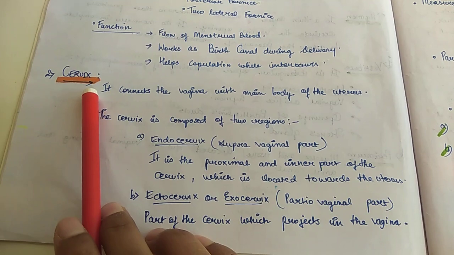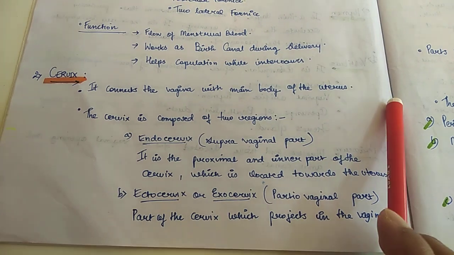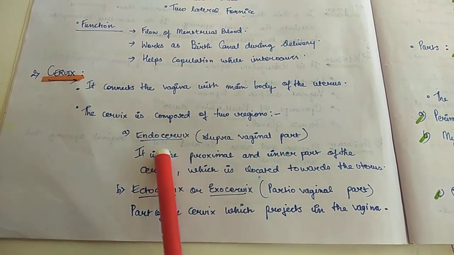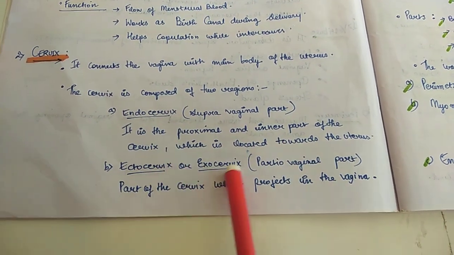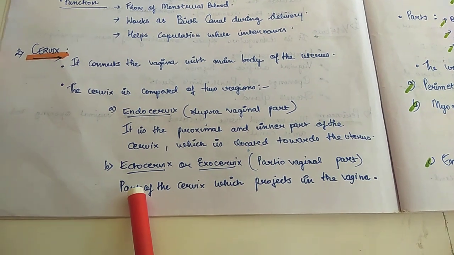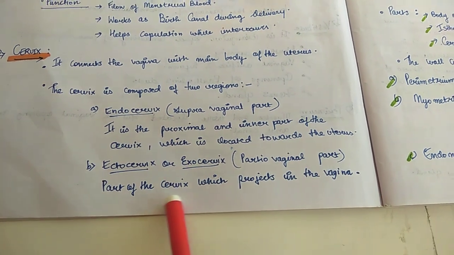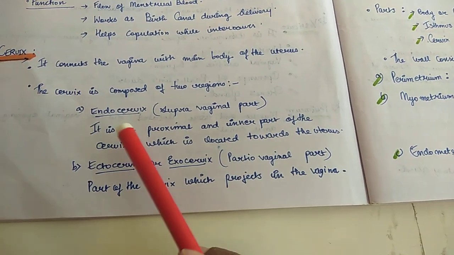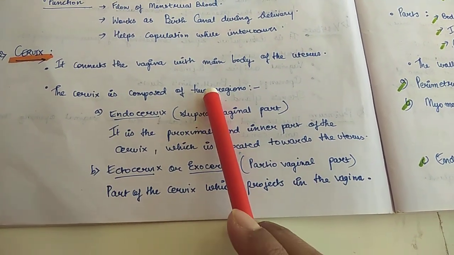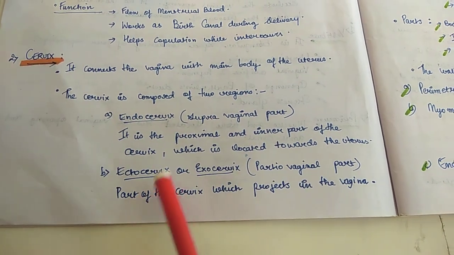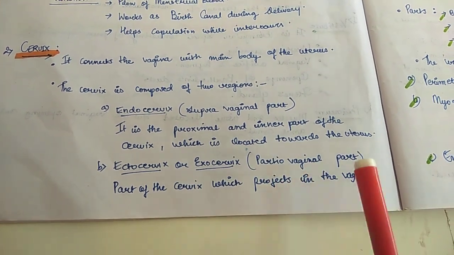Next in our internal genital organs is the cervix. The cervix connects the vagina with the main body of the uterus. The cervix is composed of 2 regions: the endocervix, the supravaginal part, which is the proximal and inner part of the cervix located towards the uterus, and the ectocervix or exocervix, the portio-vaginal part of the cervix which projects into the vagina. So one part is above the vagina, which is into the uterus, and the ectocervix is below the uterus and is in the vagina, so it is also called the vaginal part.